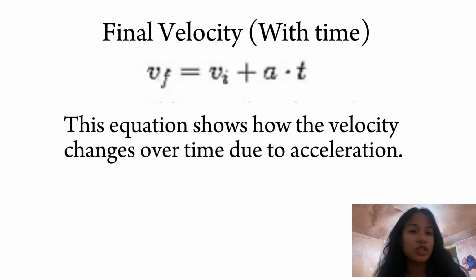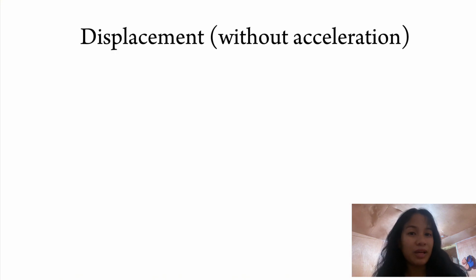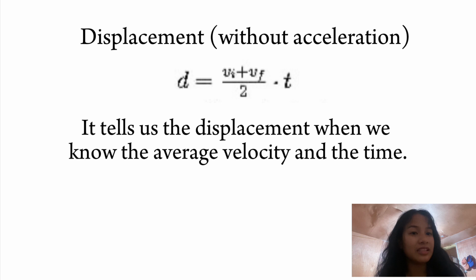These equations show how the velocity changes over time due to acceleration. Number 4. Displacement. d is equal to Vi plus Vf over 2 multiplied by t. It tells us the displacement when we know the average velocity and the time. Now, let me give you an example.